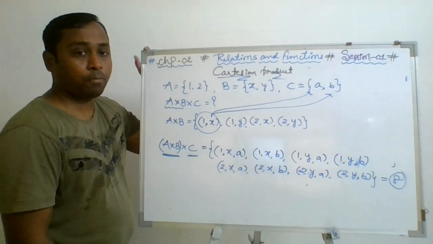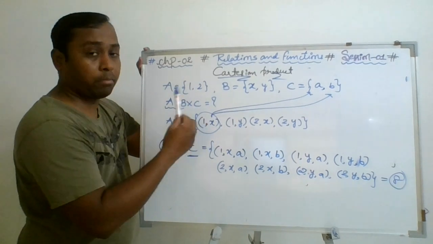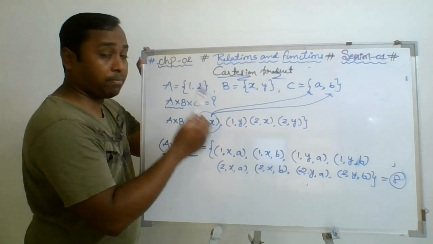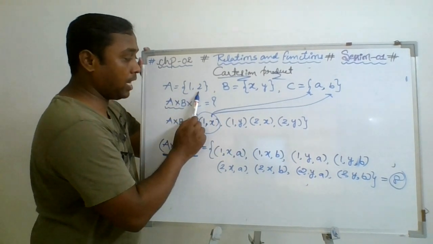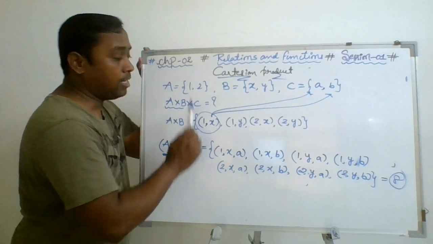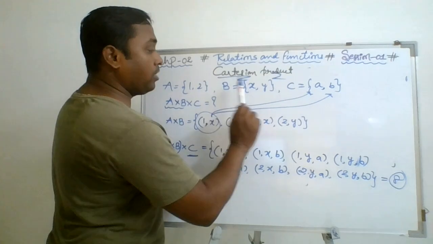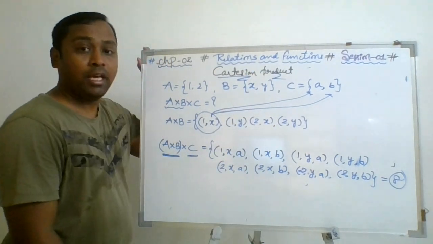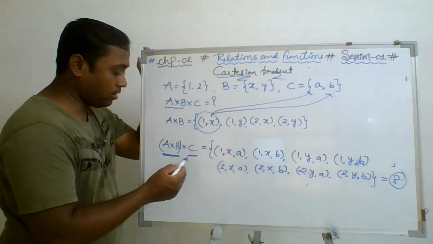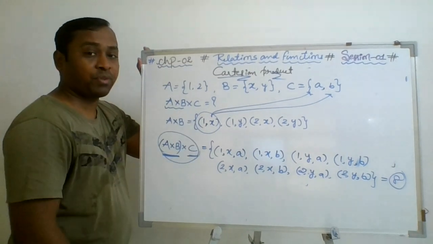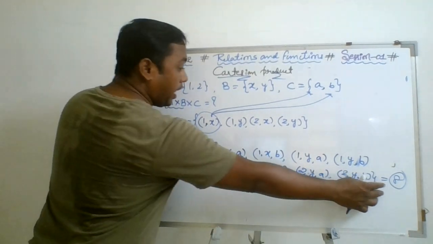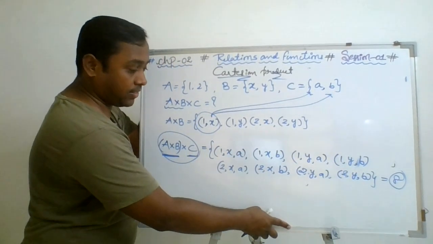This counting you may obtain by simply multiplying the number of elements in A, B and C. There are 2, 2 and 2 elements. Their product, 2 into 2 into 2, will give 8 elements. Hence, the Cartesian product will give a total of 8 ordered triplets.